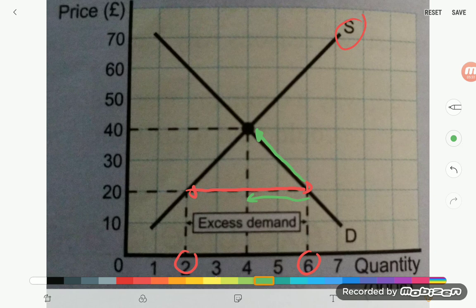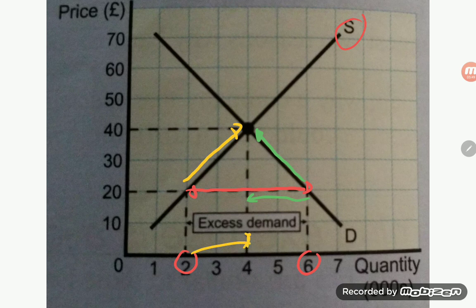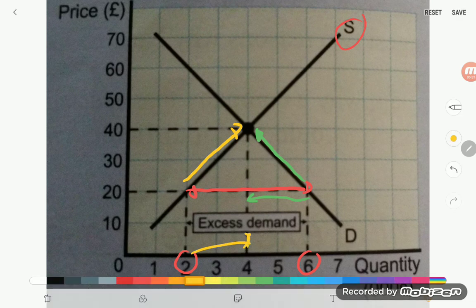But look what has happened on the other side. There is going to be an extension in supply. The reason is that the providers of the teddy bears can now charge £40 as opposed to £20. So they're willing to supply an extra 2,000 units. The combination of a falling demand of 2,000 units from the consumer and an extension of supply by the producer of 2,000 units means that we clear the excess demand of 4,000, but only at a price of £40, our market clearing price.